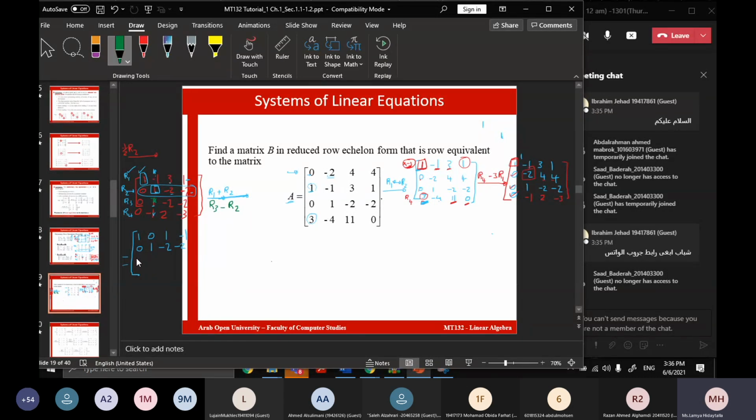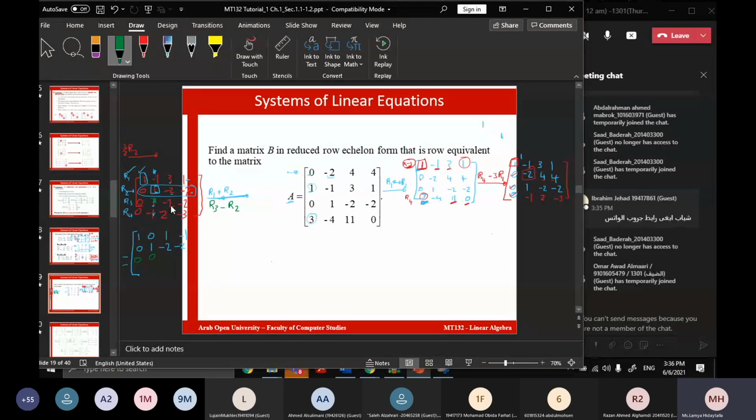Okay, so the row for R3 will be what? 0 minus 0 is 0. 1 minus 1 is 0. This was minus 2, correct? Okay, minus 2 minus 2, which means plus 2, again it is 0. And then minus 2 minus 2, that is minus 2 plus 2, which is 0.